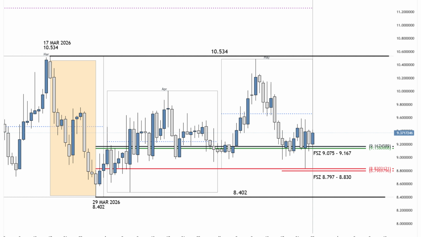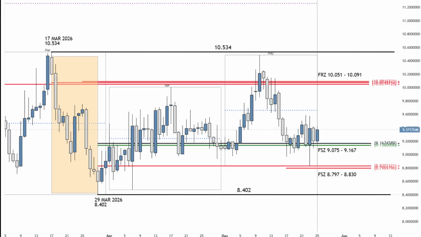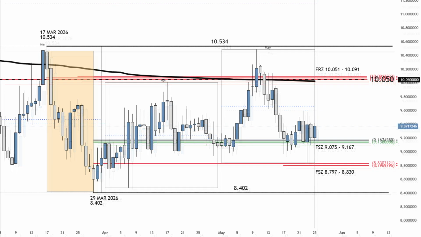However, the market still faces a major challenge overhead. On the upside, our Fibonacci resistance zone sits between 10.051 and 10.091. And this is not just ordinary resistance. This becomes a much more formidable resistance cluster because the 2026 anchored VWAP sits directly inside that region near 10.050. And whenever multiple technical resistance factors begin clustering together, Fibonacci resistance, anchored VWAP, previous swing highs, and midpoint resistance, markets often react very strongly there.